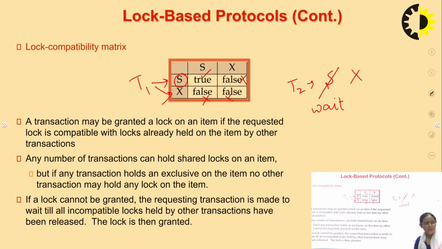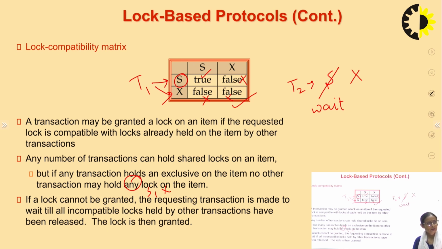A transaction may be granted a lock on an item if the requested lock is compatible with the locks already held on the item by other transactions. This I had already shown with the help of an example. Any number of transactions can hold shared locks, but if any transaction holds an exclusive lock on the item, then no other transaction may hold any kind of lock, that is S or X. This is what your compatibility matrix says.